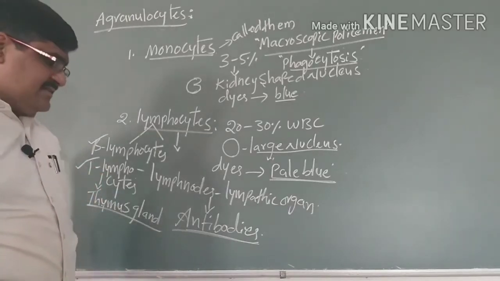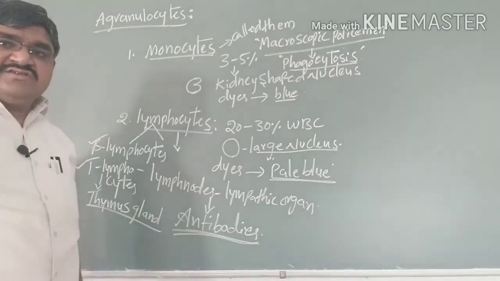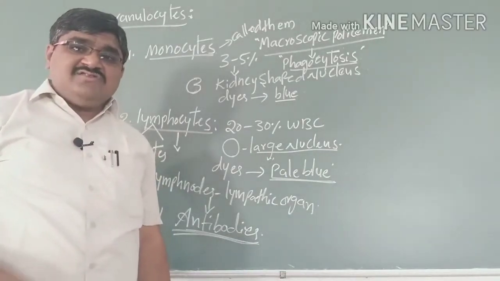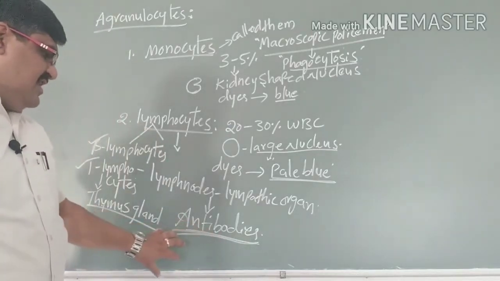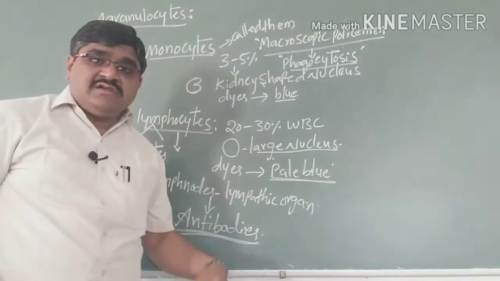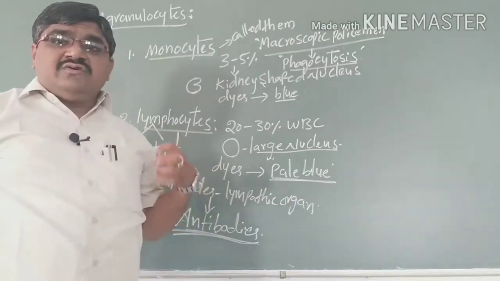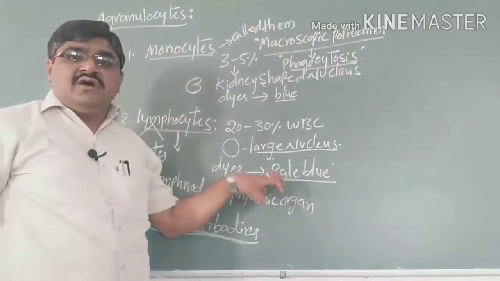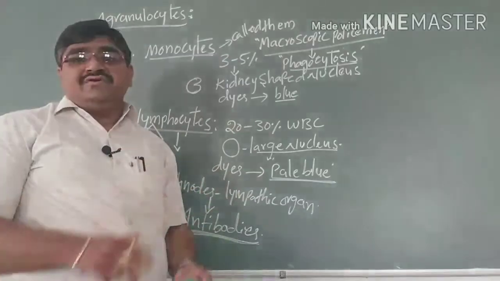These T lymphocytes and B lymphocytes produce antibodies. Antibodies can also be produced due to vaccination. They live for a longer duration, produce antibodies and fight against the harmful germs. They are stored in lymph nodes and lymphatic organs, and whenever required they produce the antibodies.